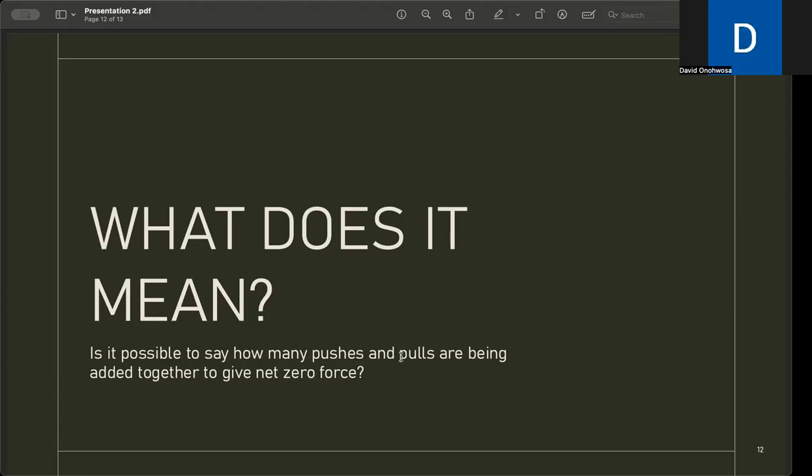Is it possible to say how many pushes and pulls are being added together to give net zero force? In this case, it's not possible. This is because in the real world we have constant forces from many outside sources at all times. Like we have gravity and normal force, and then there was also friction, air resistance, etc., that we just ignored for the purpose of the experiment. But it's not possible to say how many pushes and pulls there are total.